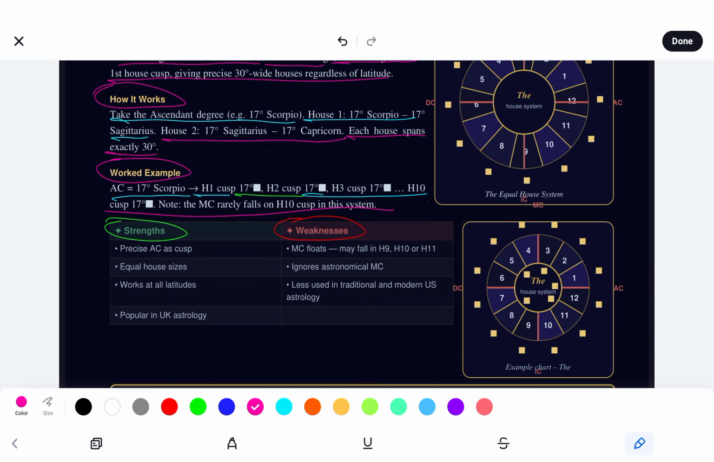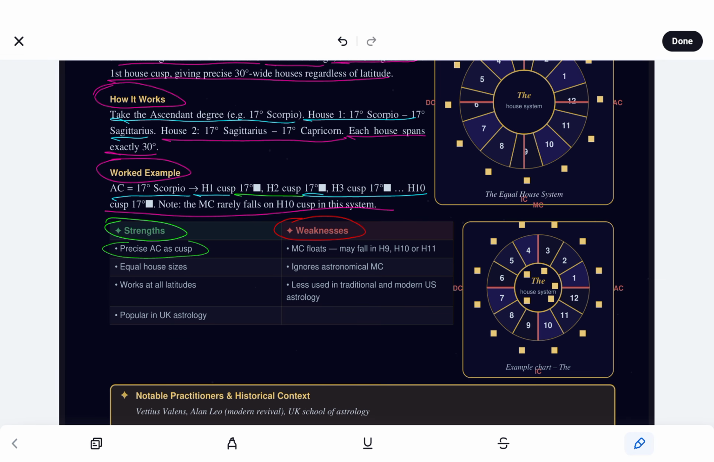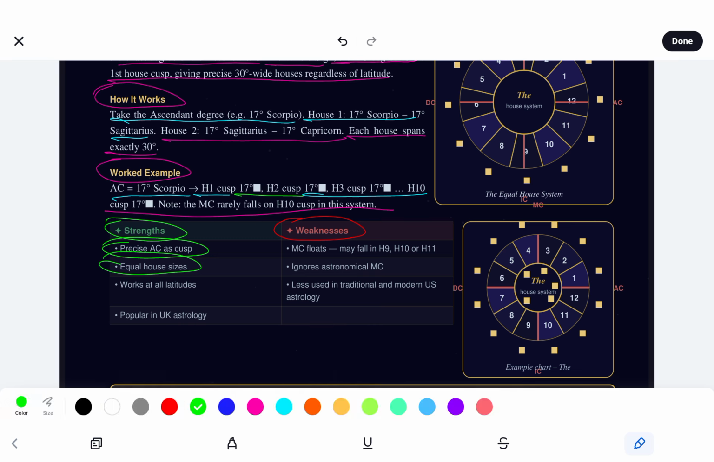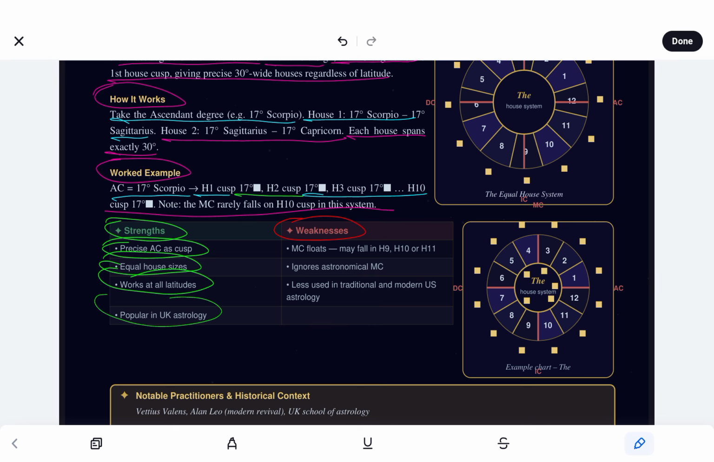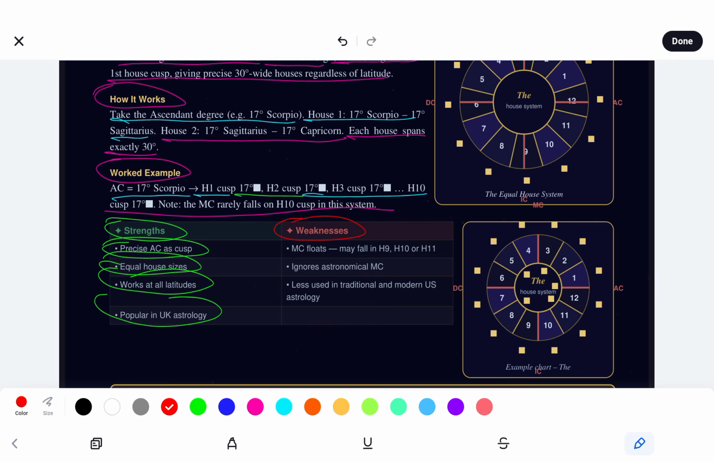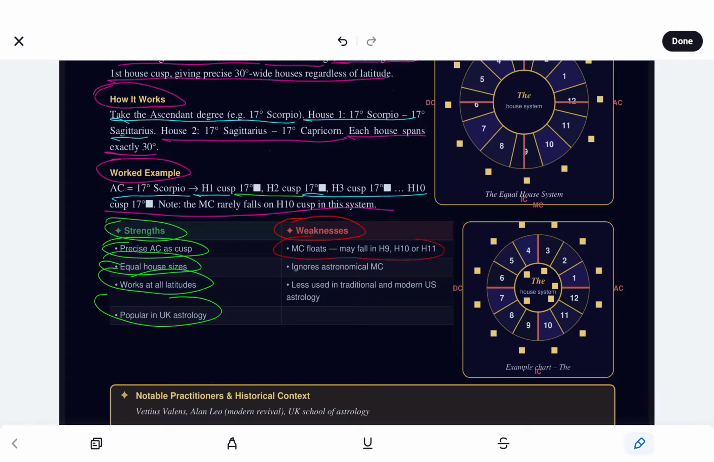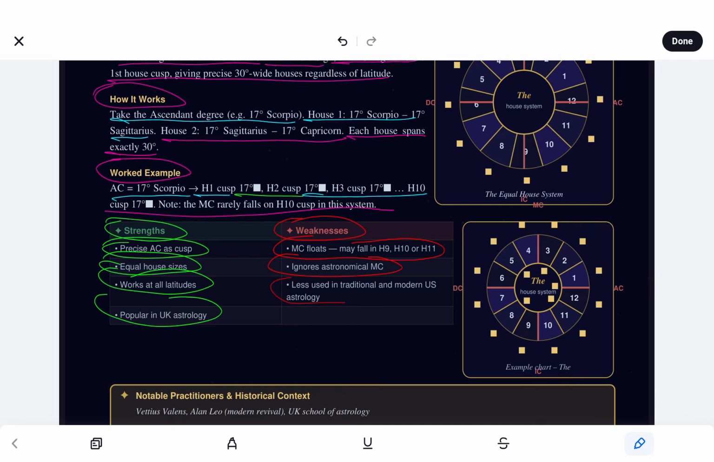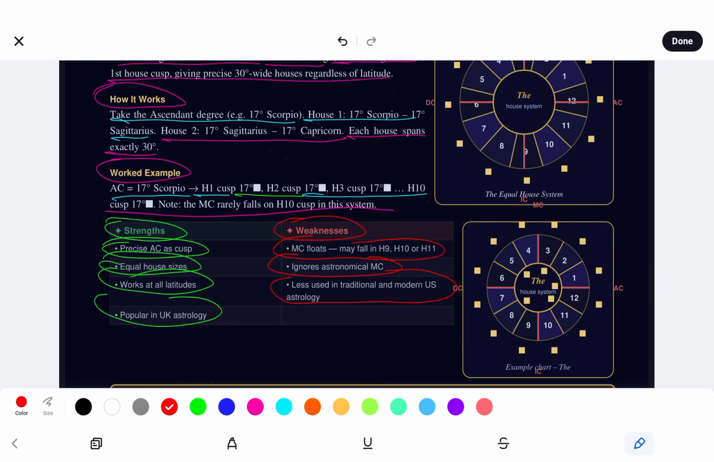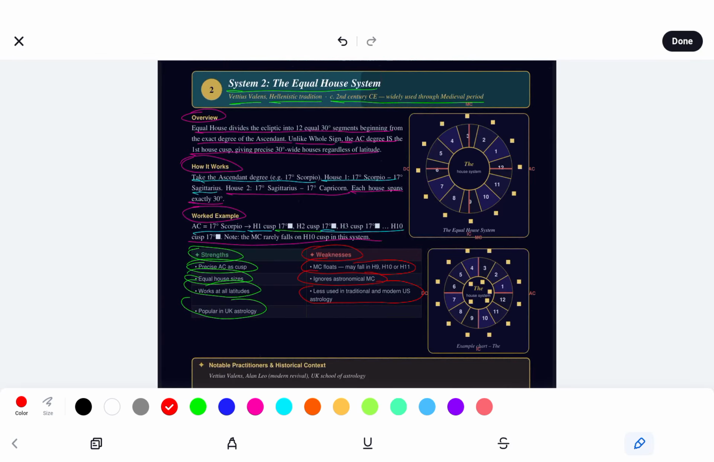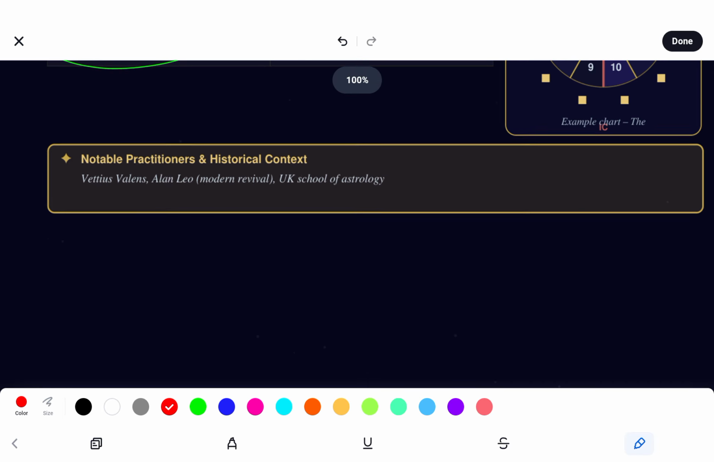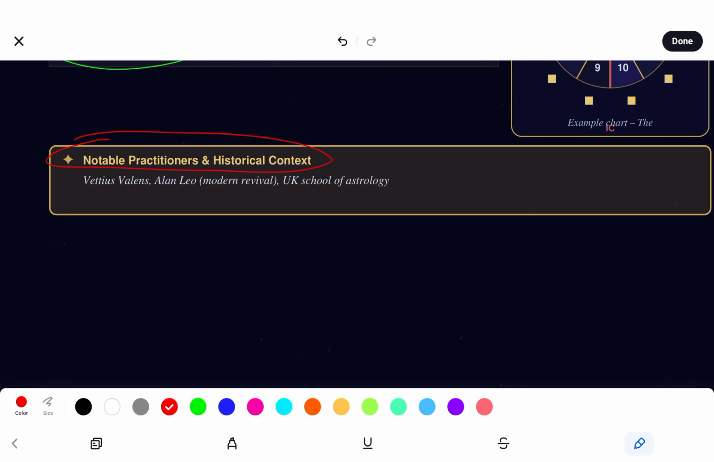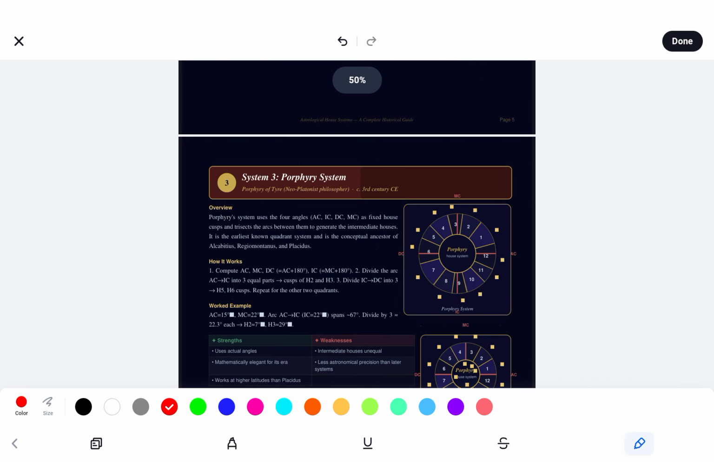the system. And we see the strengths are precise AC as cusp, equal house sizes, works at all latitudes, and popular in UK astrology. However, the MC floats and may fall in the 9th house, 10th house, or 11th, ignores the astronomical MC, and is less used in traditional and modern US astrology. Notable practitioners: historical context, Vettius Valens, Ellen Leo, Modern Revival, and UK School of Astrology.